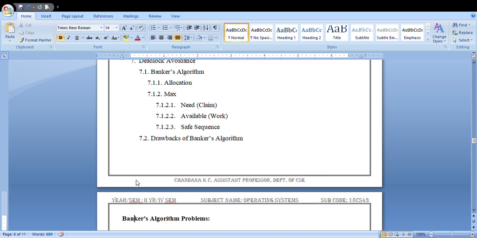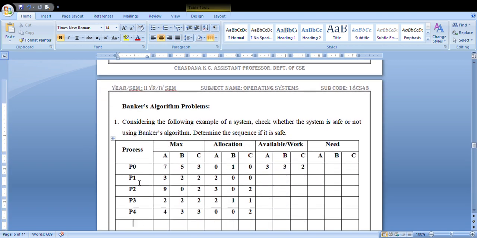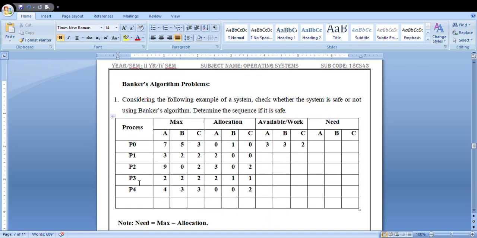Let's see how to solve the Banker's algorithm problem. Consider this question. Consider the following example of a system. Check whether the system is safe or not. Here they are asking you to check whether the system is in a safe condition or not using the Banker's algorithm. And also you have to determine its safe sequence. You have to write the safe sequence.